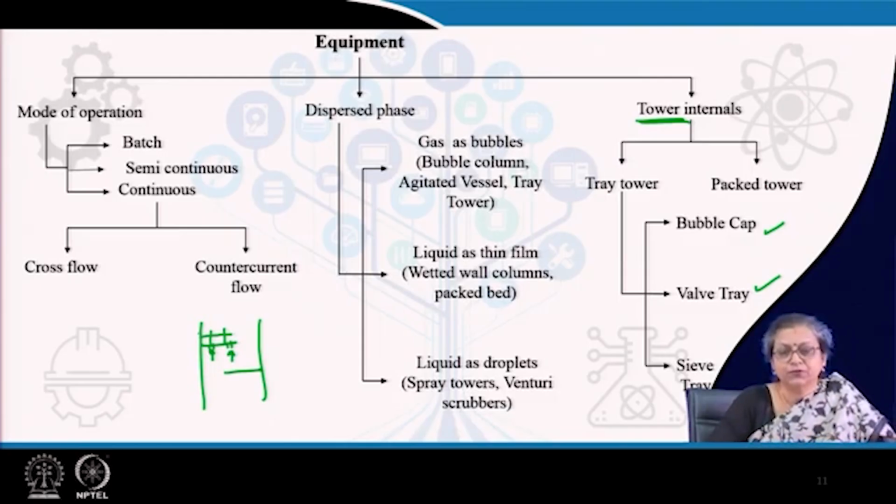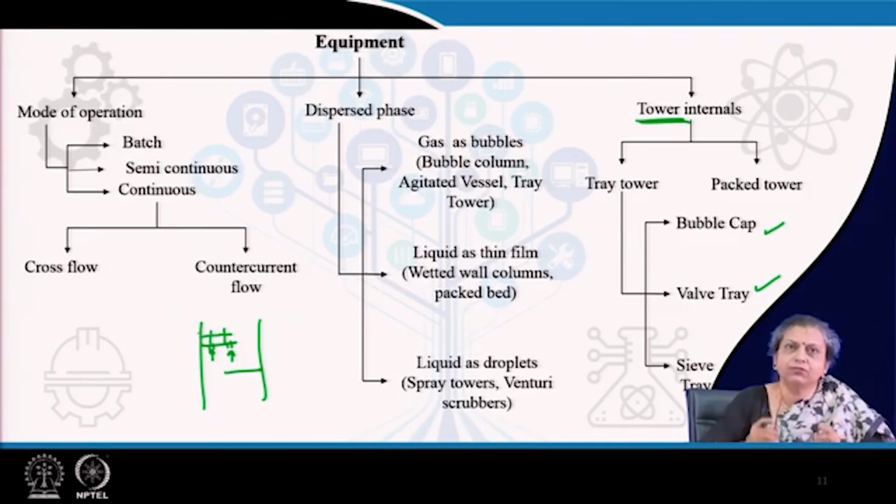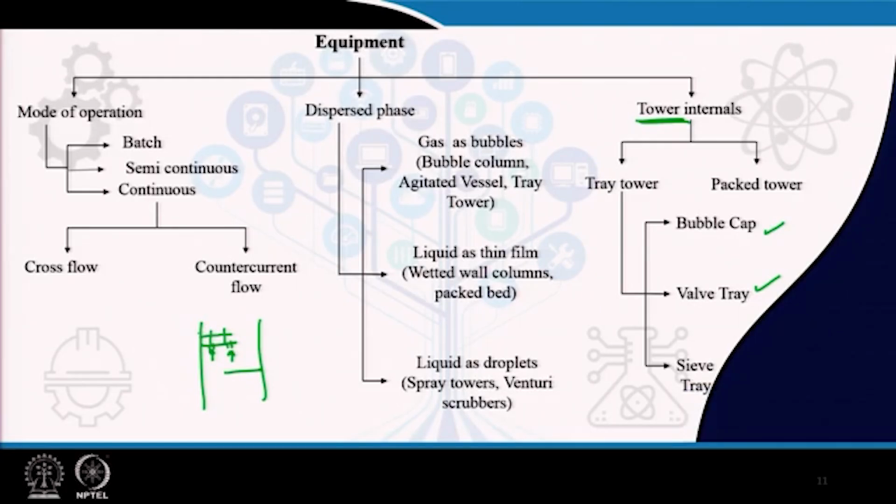Now, in this case, I would like to mention one particular thing. Which phase should we disperse? We disperse the phases to increase the mass transfer. Why does this happen? This happens because the diffusion path decreases and the interfacial area increases. So, quite naturally, we would like to disperse that particular phase which is mass transfer controlling in any particular operation. Therefore, when the gas phase is mass transfer controlling, we disperse the gas phase. When the liquid phase is mass transfer controlling, we disperse the liquid phase.